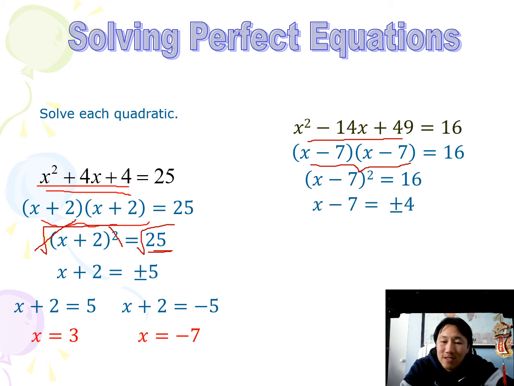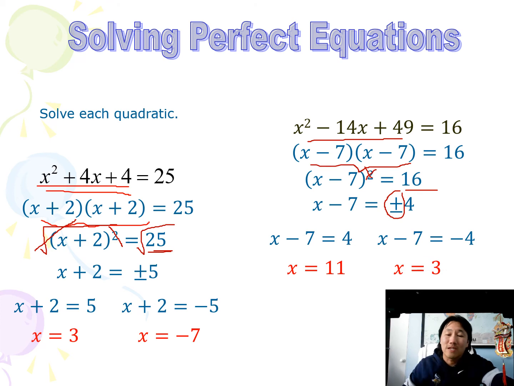Square root both sides. When you square root both sides, this little 2 goes away. And then the 16 becomes a plus or minus 4. Split it into two problems. One that's a positive 4, one that's a negative 4. And solve. X equals 11, x equals 3. All right, so those work out nice and perfectly. All right. When they don't work out nice and perfectly, we have to make them perfect.